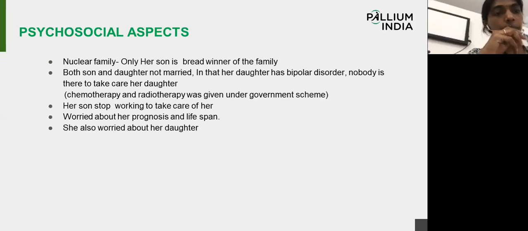Regarding the psychological aspect, it is a nuclear family. Only her son is the breadwinner of the family. Both the son and daughter are not married. Her daughter has a bipolar disorder, and nobody else can take care of her daughter. Her son stopped going for a job because he needs to take care of her. She is worried about her prognosis and lifespan, and worried about her daughters.